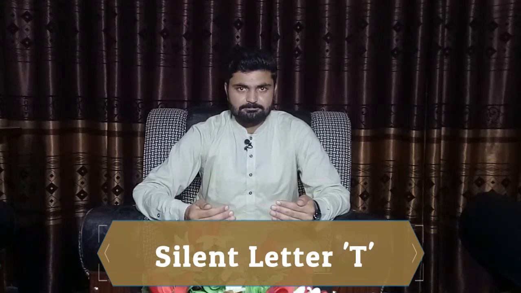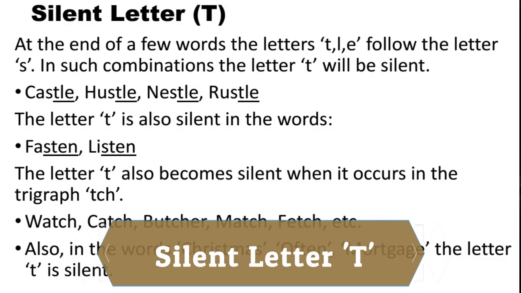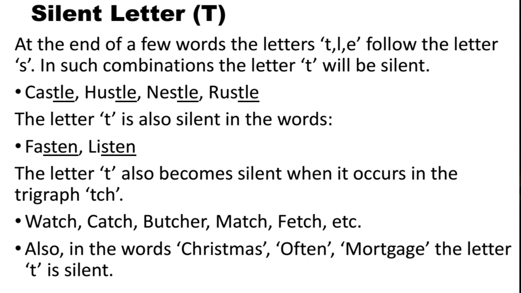Next silent letter is T. At the end of a few words, the letters T, L, E follow the letter S. In such combinations, the letter T will be silent. For example, castle, hustle, nestle, rustle. The letter T is also silent in the words fasten and listen.